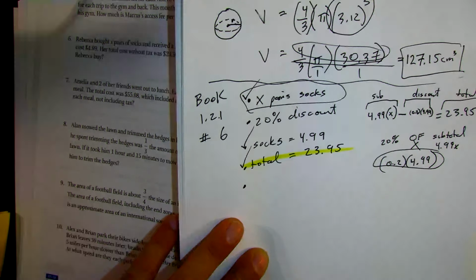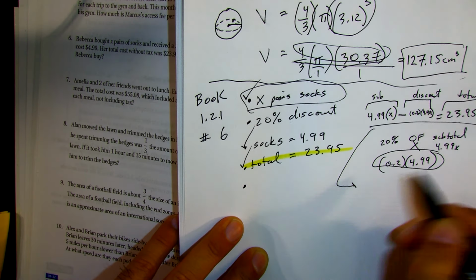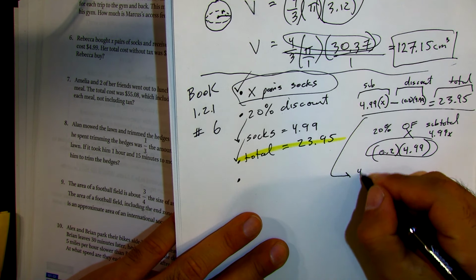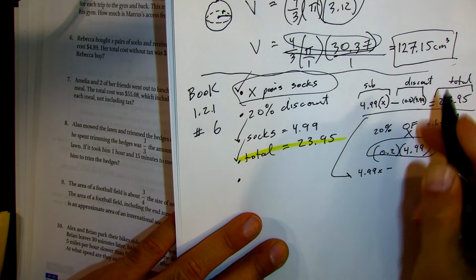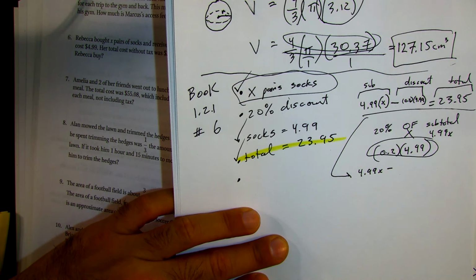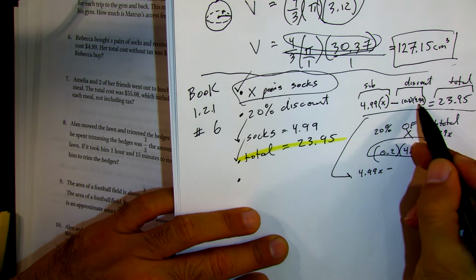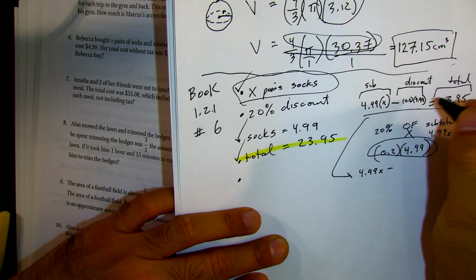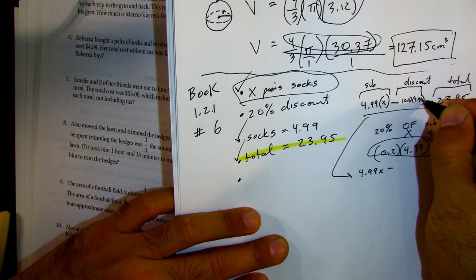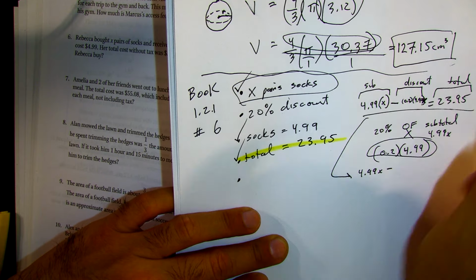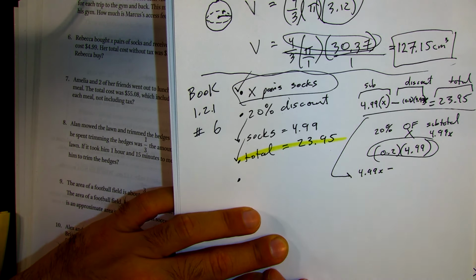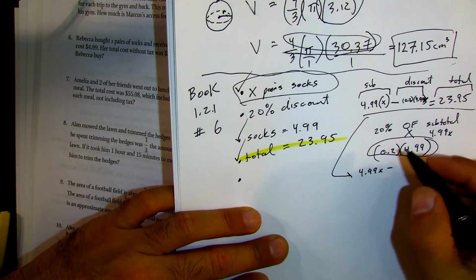So now we're going to take this and we're going to bring it down here so we can see it better. We get 4.99x minus 0.2 times 4.99. We're going to just do that. Remember, it's okay to multiply terms that aren't exactly the same. These aren't like terms. Sorry. Add something right here. I'm going to add an x. I forgot to put the x in there. So it's 4.99x minus 0.998x is equal to 23.95.